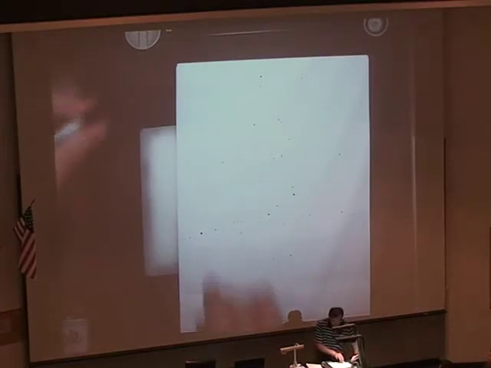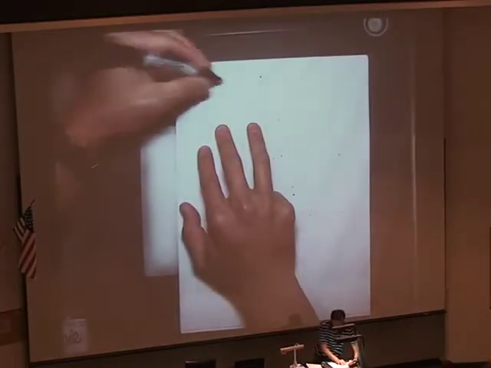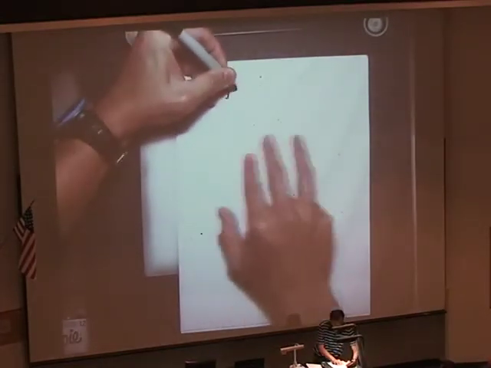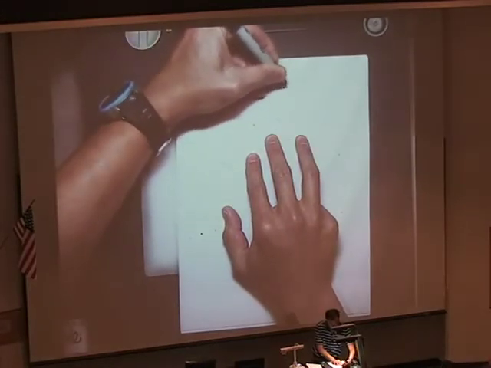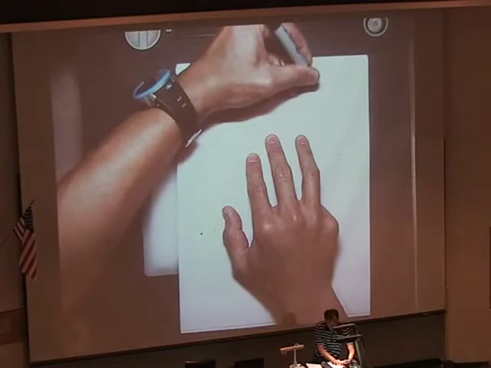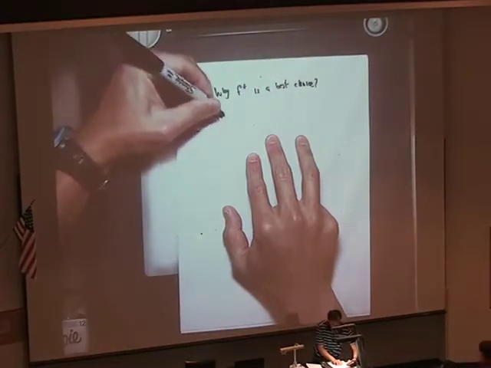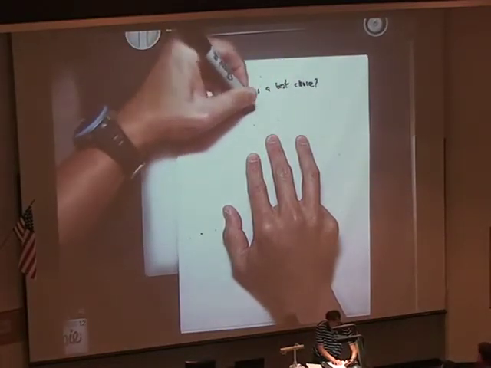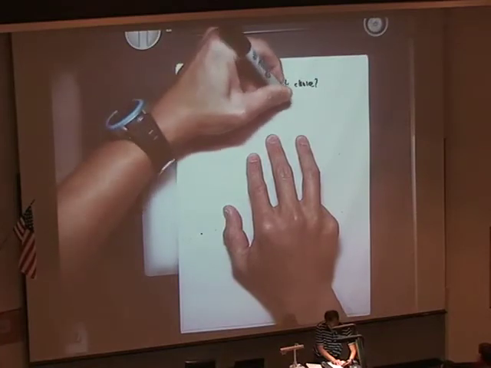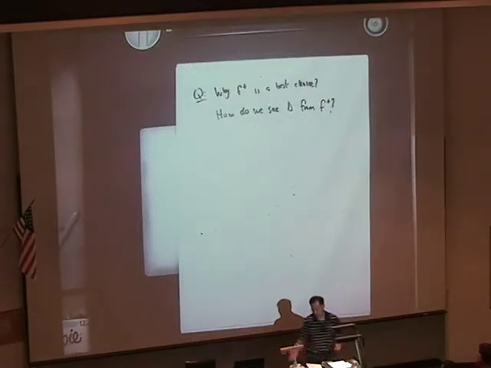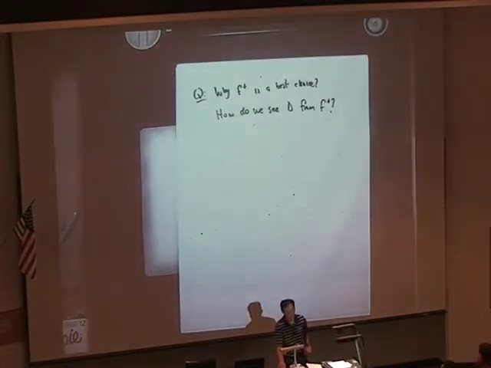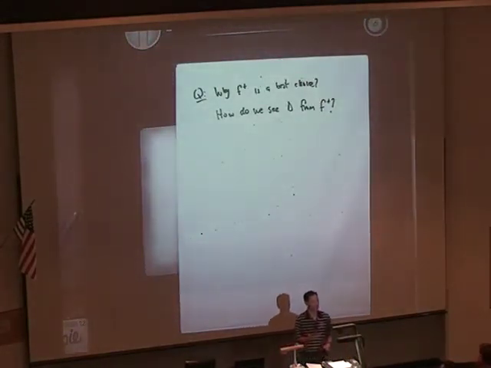Okay. So a question you might ask is, why is this best? Why am I saying that this F plus is a best choice? And in particular, how do we see delta from F plus? Surely I don't see the coefficients of the delta function among these awful looking numbers. How do I make that connection?